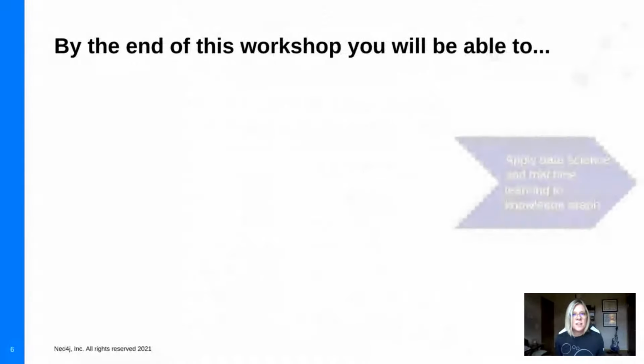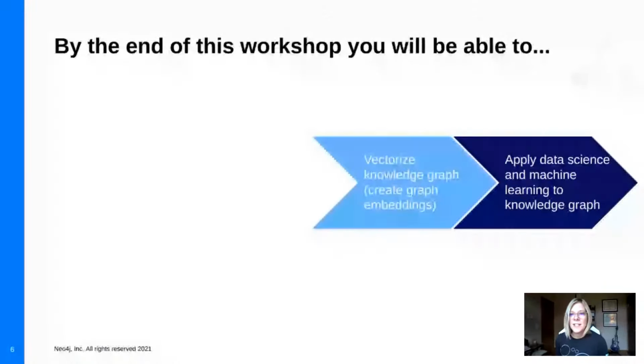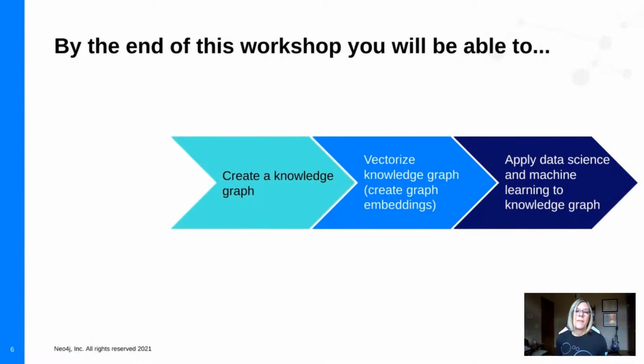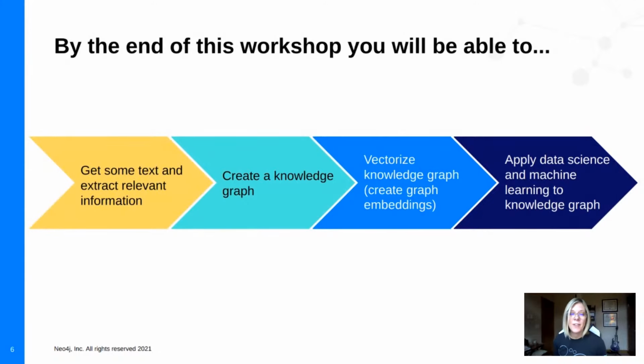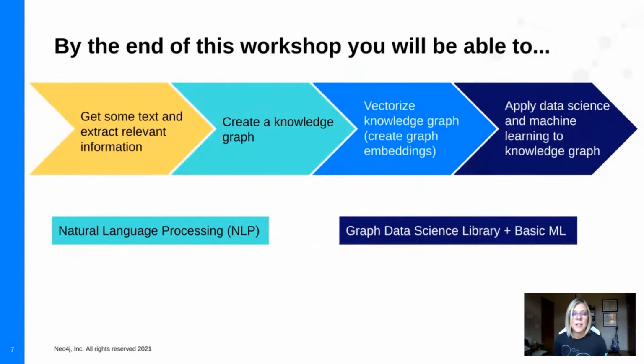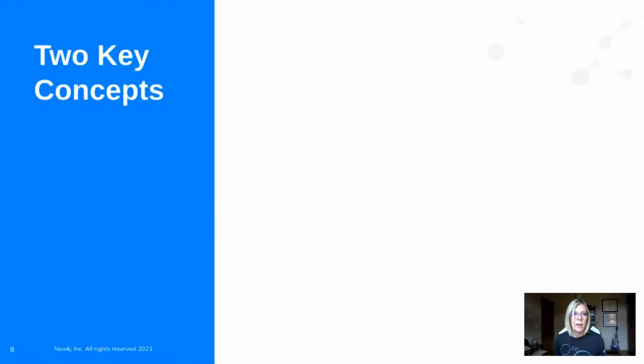Okay, by the end of this workshop, you will be able to apply data science and machine learning to a knowledge graph, which means that you will vectorize that knowledge graph. We'll talk about what that means in a bit. But first we have to create that knowledge graph, which means we have to get some relevant text and extract relevant information from it. Those first 2 bits of the chain here, we're going to use natural language processing, NLP, for. And then the second half is graph data science and basic machine learning.